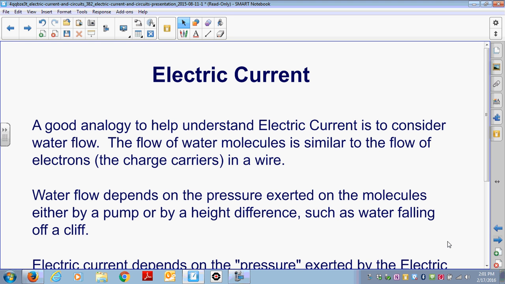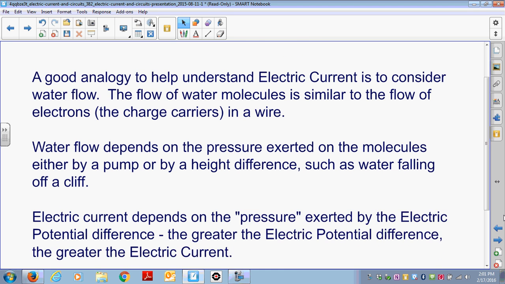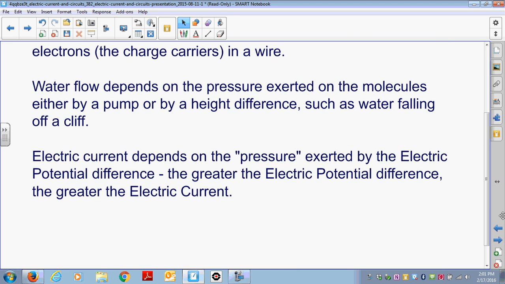A good analogy to help understand electric current is to consider water flow. The flow of water molecules is similar to the flow of electrons, the charge carriers, in a wire. Water flow depends on the pressure exerted on the molecules, either by a pump or by a height difference, such as water falling off a cliff. Electric current depends on the pressure exerted by the electric potential difference. The greater the electric potential difference, the greater the electric current.